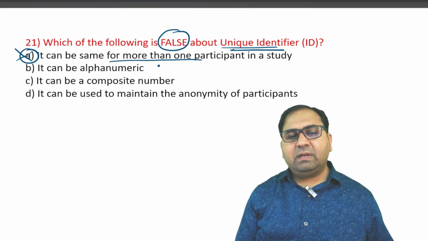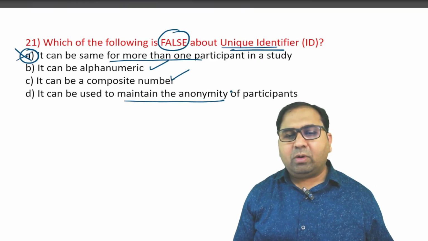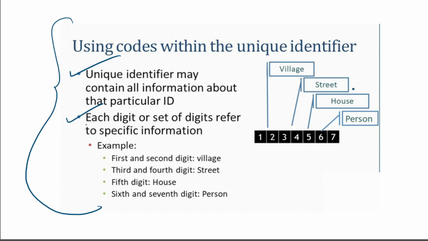Let us see the other options. It can be alphanumeric. Yes. It can be a composite number. Yes. It can be used to maintain the anonymity of participants. Yes. See this chart of using codes within the unique identifier. The unique identifier may contain all the information about that particular ID, and each digit or set of digits refers to a specific information. Like one is for village, two street, house and person. Example, first and second is digit.